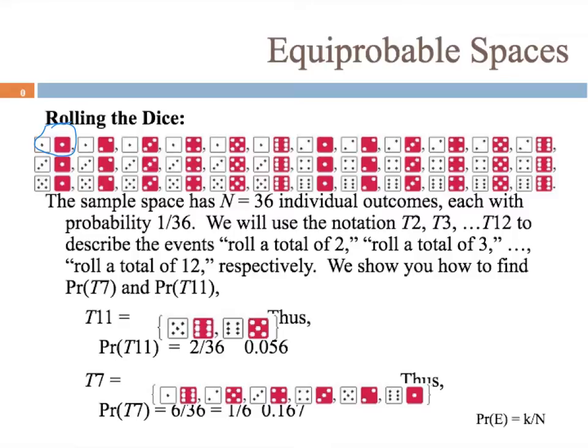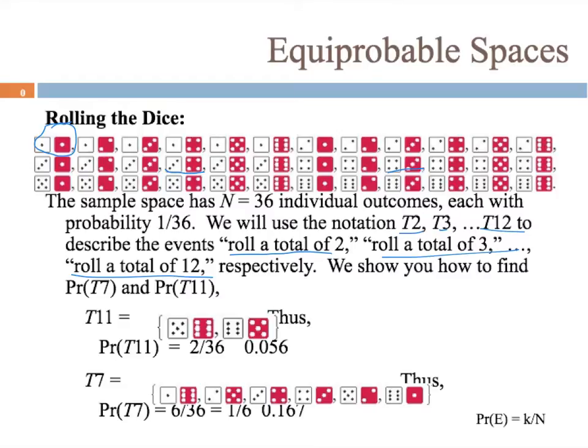So it's very unequal. That's why we list out all 36 of these possibilities, and it accounts for the order of the dice. So for example, a 3 and a 4 would be different from a 4 and a 3. So our sample space is n equals 36, and the probability of each simple event is 1 out of 36. And we're going to use the notation T2 for rolling a 2, T3 for rolling a 3, and then T12 for rolling a 12, so on.